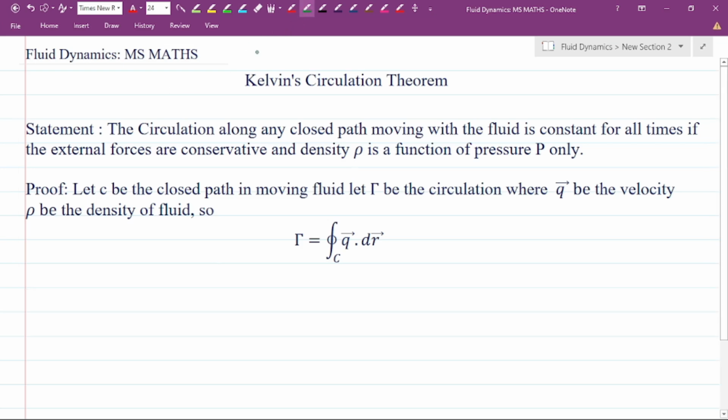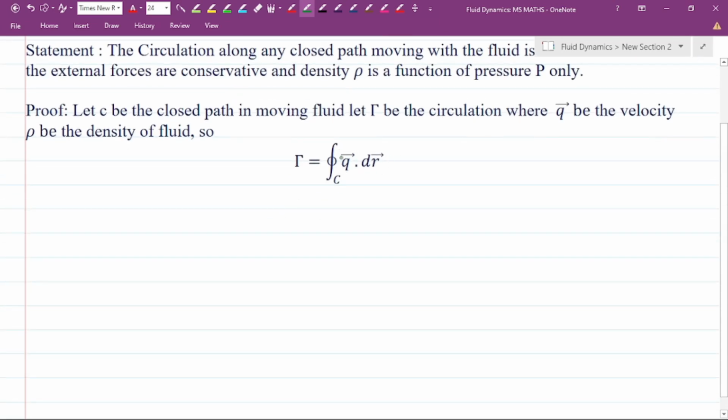Now we have to prove that, where the density is a function of pressure, the circulation along any closed path moving with the fluid is constant. It will be constant if the external forces are conservative. So how will we prove that? We have a circulation, I say this is my equation number one.